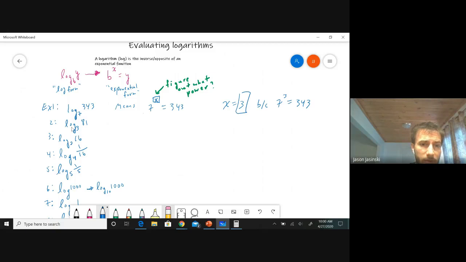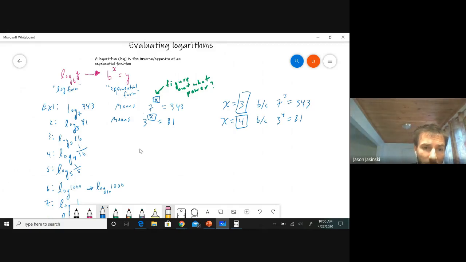Okay. For example 2, log base 3 of 81, that means 3 to some power x is equal to 81. You could use a calculator or mental math. The answer would be 4, because 3 times 3 times 3 times 3 would be 81, or essentially 3 to the fourth is 81.